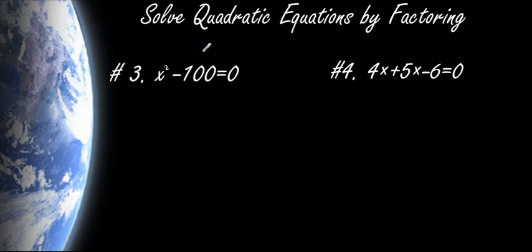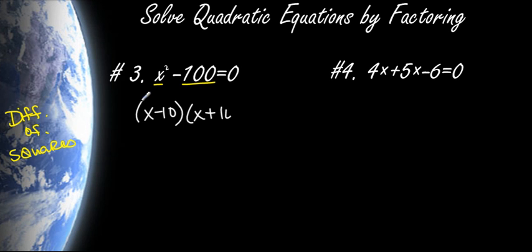Alright, let's look at some more. Now, this equation is not a trinomial, but it is a difference. Oh, you can't see that at all. Let's try this one. This is a difference of squares. So if I take the square root of x squared and 100, we can write x minus 10 and x plus 10.